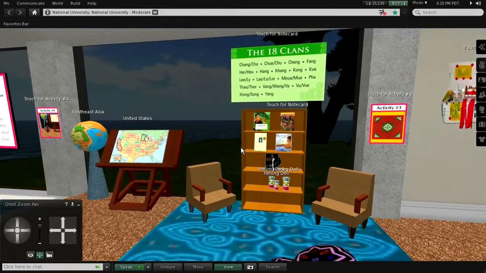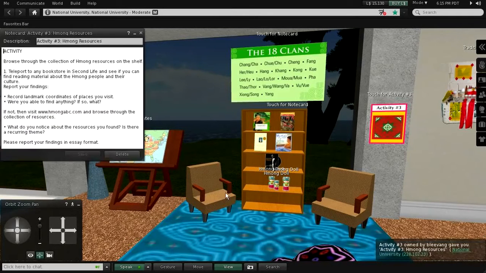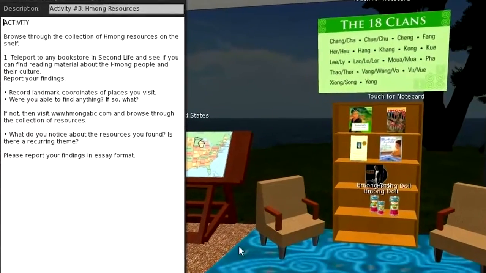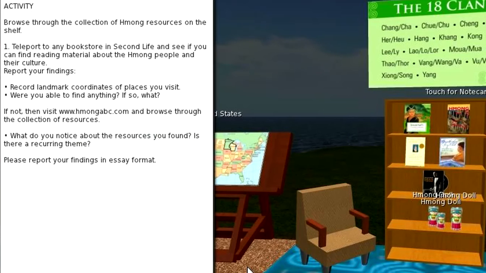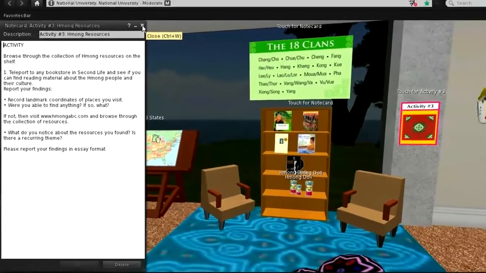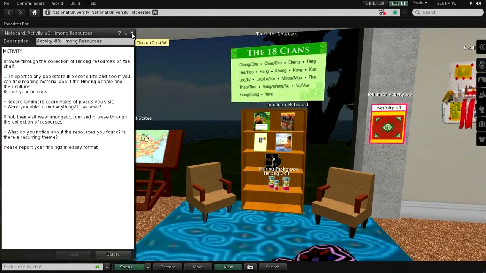No problem. In this activity, students are to browse the bookshelves to see what kind of resources are available. Their job is to visit a bookstore in Second Life or a Hmong bookstore on the internet and find literature pertaining to the Hmong culture. They are also asked to identify a recurring theme in the literature they find, in order to understand what kind of barriers are faced by the Hmong people. This activity demonstrates their ability to utilize Second Life as well as the internet to conduct research and formulate a conclusive opinion. Excellent. Okay, thank you.